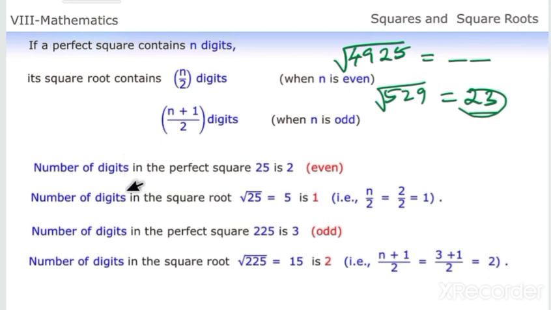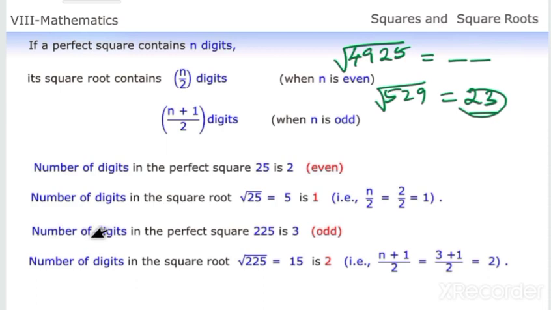Now I will explain with examples. The number of digits in the perfect square 25 is 2, which is even. So the number of digits in the square root of 25 is n by 2, that is 1. This concept I am explaining to you with the example.